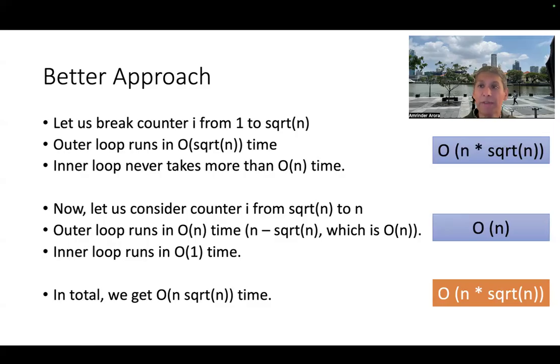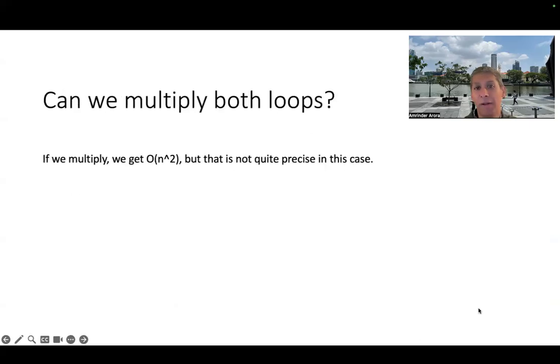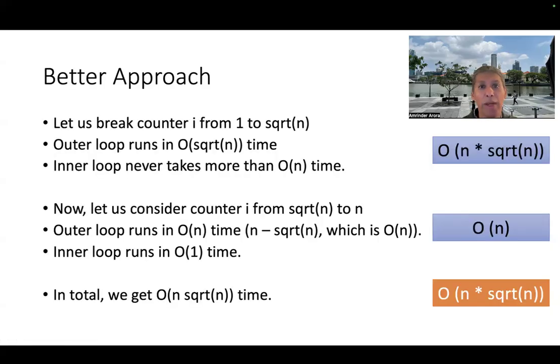Okay, let's summarize before we continue. Then we have a little bit more nuance that we still want to consider. But first of all, let's summarize that if we had simply analyzed both the loops independently, we would get n squared, but that's not quite right. So we introduced square root of n as the breakpoint, saying let's suppose the counter goes from 1 to square root of n, then continues from square root of n to n. In that case, this part of the loop only takes n square root of n time, and this takes n time. Therefore, in sum, it takes n square root of n time. So this is the better approach.